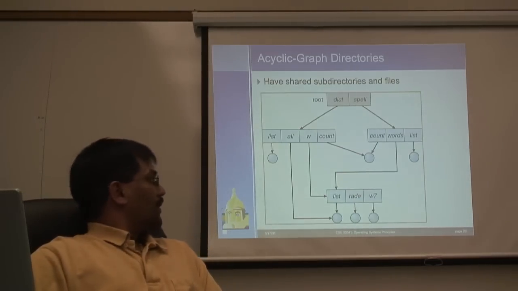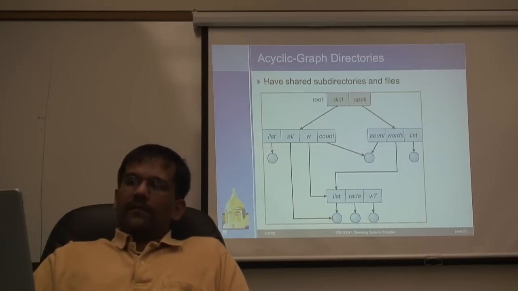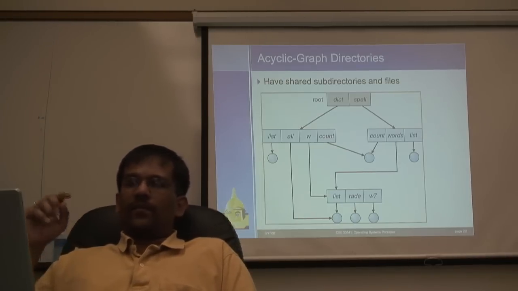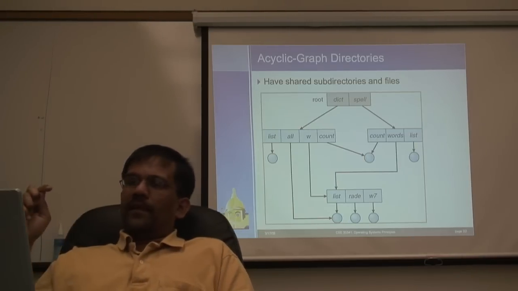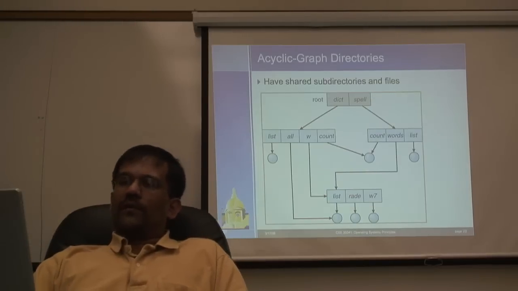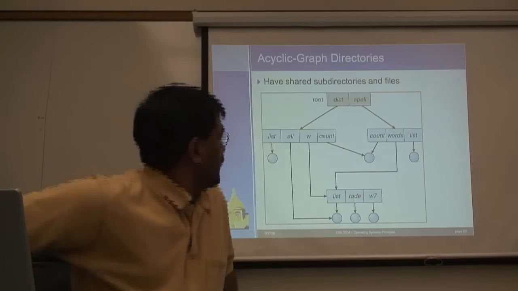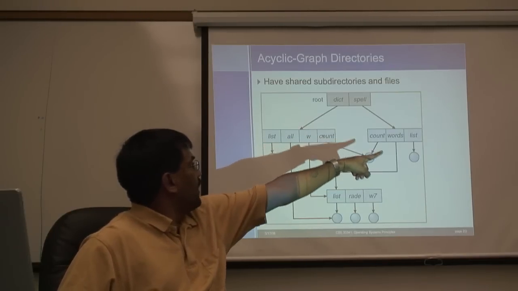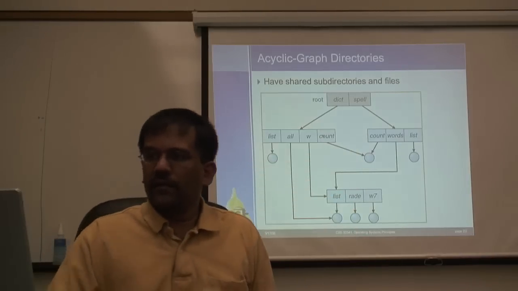When you talk about a directory, you can imagine that there are cycles in them. The acyclic graph directory means that you don't have a cycle where the files go through. For example, in this particular figure, you may think of a file that has pointers from this account and that account, but there's no cycle in this graph.